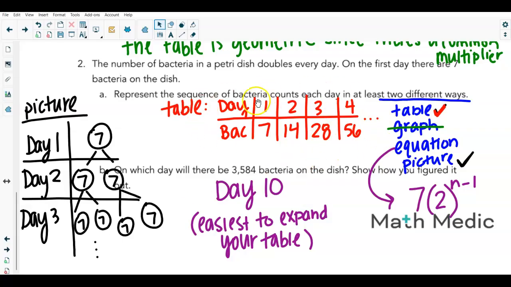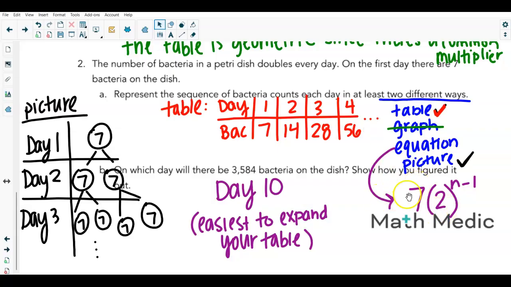If you're going the table route, on day 1 there's 7. Day 2, if it doubles, there would be 14. We could see the 7 and the 7. If that doubles, there would be the 28. Each of these doubles to 7, 7, 7, 7, and so forth. You could continue your table.